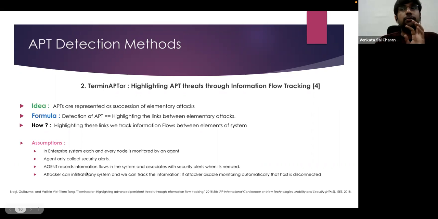So for the performance experiment, they have assumed that there is an agent installed in each and every machine of the corporate network, and they will collect the continuous security logs from all the machines of the network. And then they are going to monitor and analyze the events that are happening. So this is the idea.